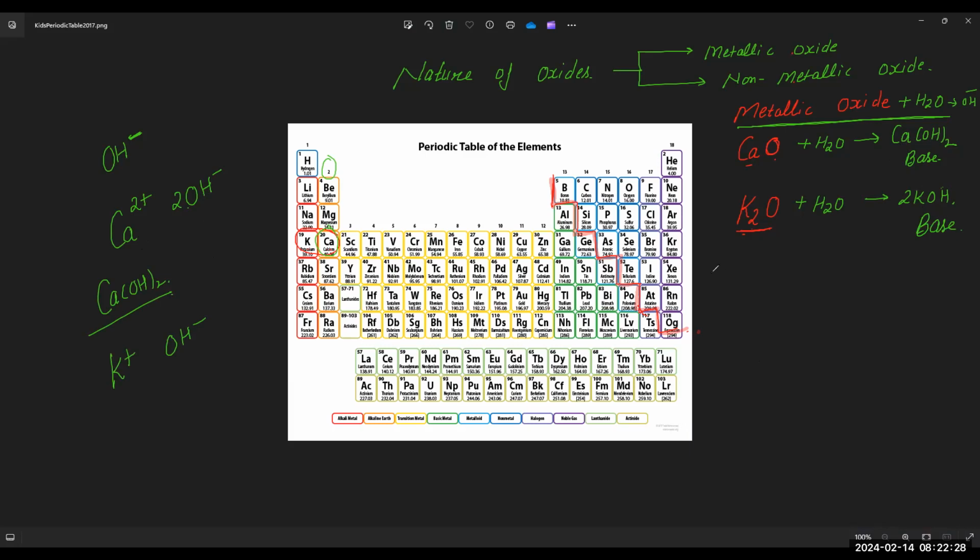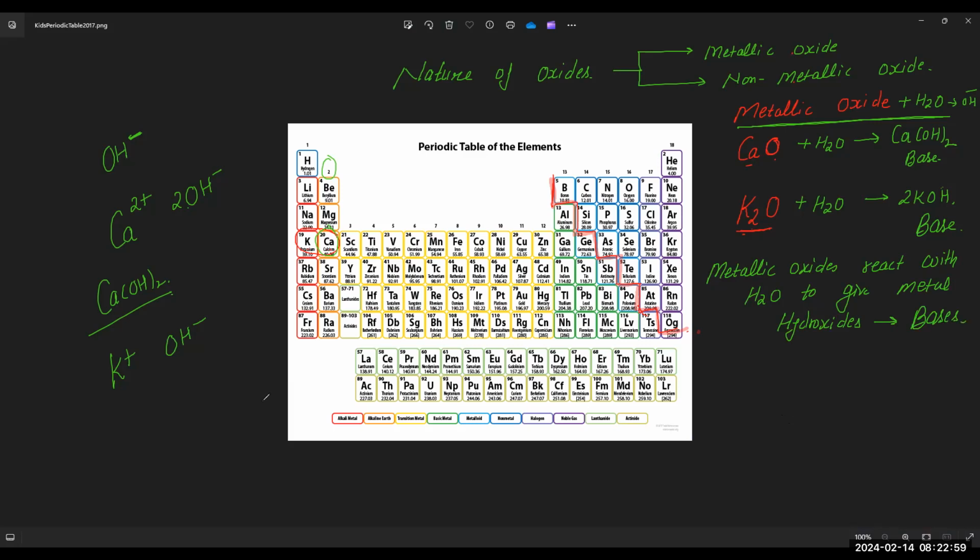So please write down. Metallic oxides, all metallic oxides react with water to give metal hydroxides. And these metal hydroxides are bases.